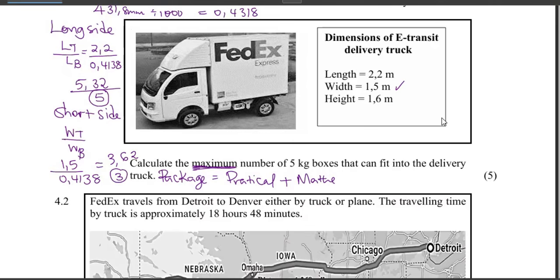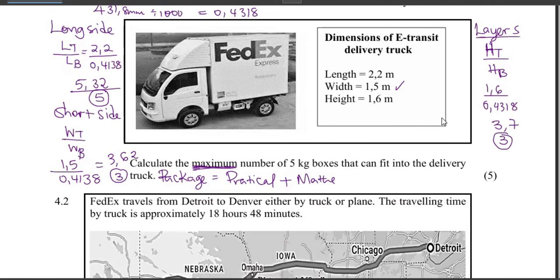Now, what about if you pack them on each other? Those ones, we call them layers. How many layers will there be? We shall say height of the truck divided by the height of the box. The height of the truck is 1,6. The height of the box is still the same. So 1,6 divided by 0,318. We get the answer as 3,7. Still, here we shall only need 3.